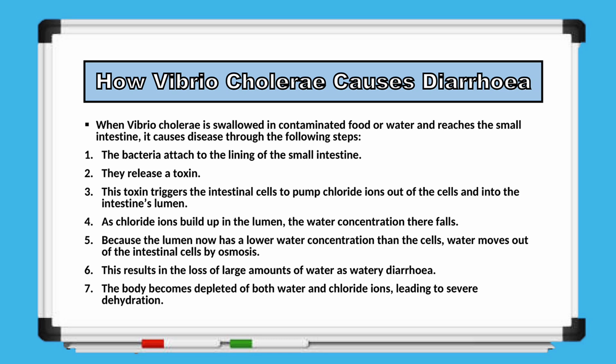As the concentration of chloride ions increases in the lumen, the water concentration there decreases. Water then moves out of the intestinal cells into the lumen by osmosis, leading to the loss of large amounts of water as watery diarrhea. This process depletes the body of both water and chloride ions, resulting in severe dehydration.